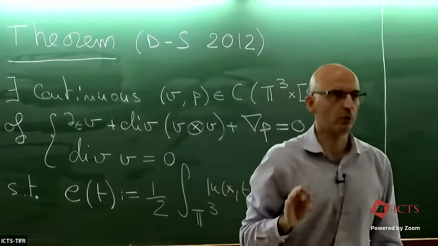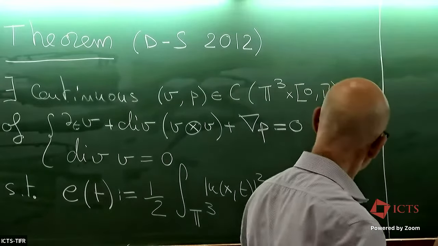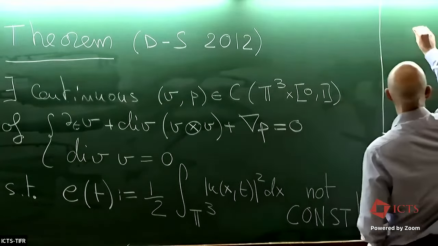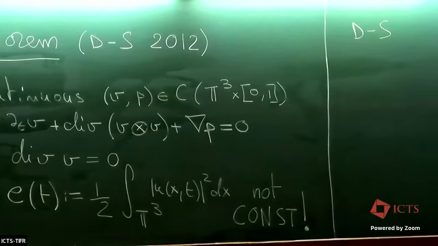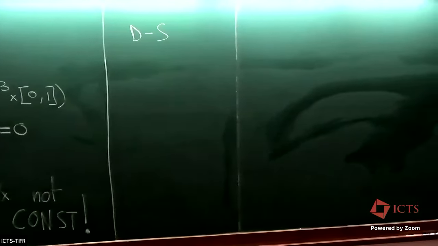And I am following two references. So the one is the official reference, the official paper, the first time that we proved this, which is called, so the name of the paper is called Dissipative Continuous Euler Flows.